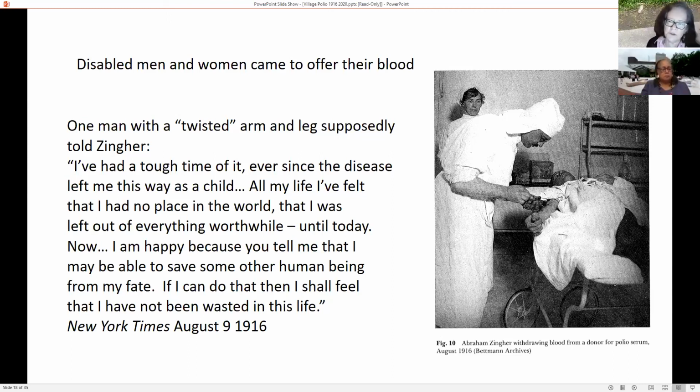Here, the New York Times talks about one man who had a paralyzed arm and leg, who supposedly said to Dr. Zinger, "I've had a tough time of it ever since the disease left me this way as a child. All my life, I felt I had no place in the world. I was left out of everything worthwhile until today. Now, I'm happy because you tell me I'll be able to save some other human being from my fate. If I can do that, I'll feel I haven't wasted my life." This tells you a lot about the experience of people with polio disabilities in this period as well.